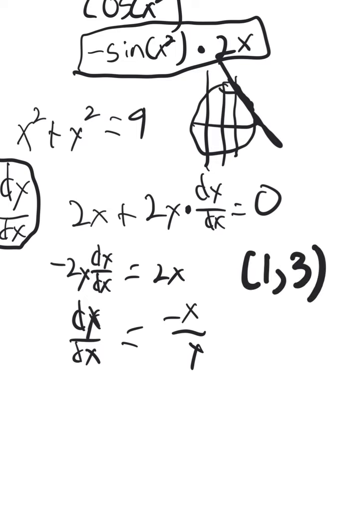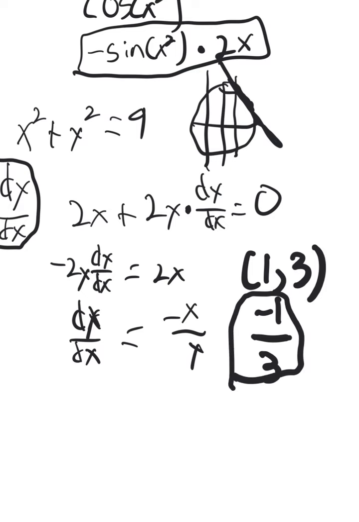Okay, well, first we plug in 1 and 3 to the slope because it's dependent on both x and y. So x is 1, so it'll be negative 1, and then y is just 3. So negative 1 over 3. That's the slope of your tangent line.